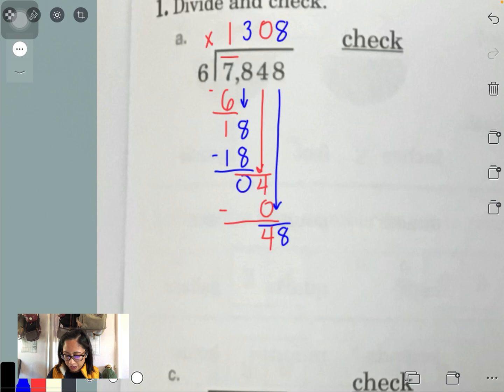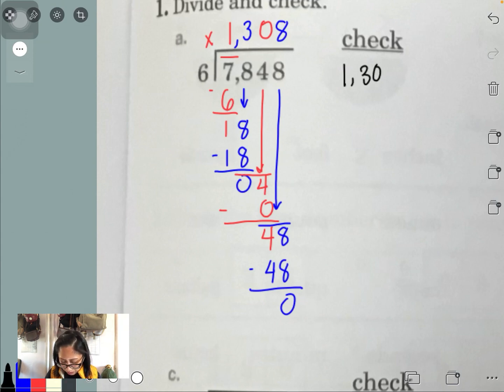That's what math is all about. If you want to grow up to be anything important, which you all are, you've got to take your time with math. You've got to learn to count properly and take your time. 8 times 6 is 48. 0. Very good. So when you check, you'll do 1,308 times 6. And you can do that on your own. There is no remainder here.